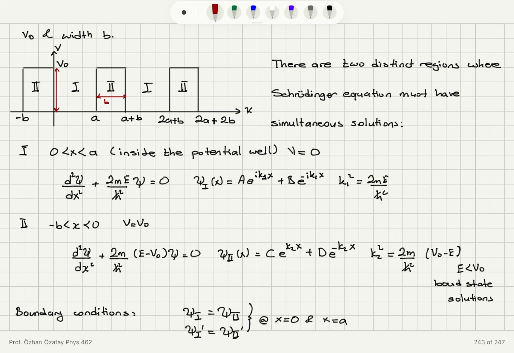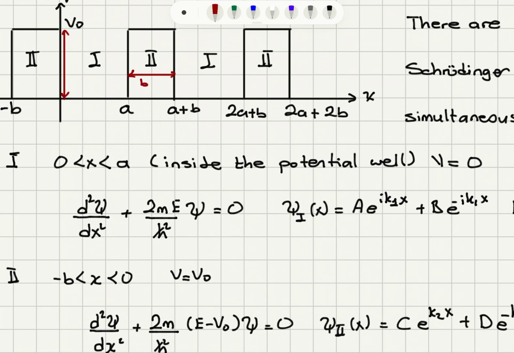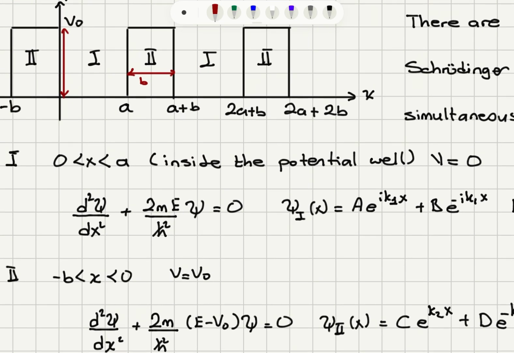need to consider. One is the region between 0 and a. So in this region, we are inside the potential well. The potential is 0, so the electron is free to move. So we have particle in a box solutions, basically. The second derivative of psi with respect to x plus 2mE over h bar square psi is equal to 0. This is the Schrödinger's equation.